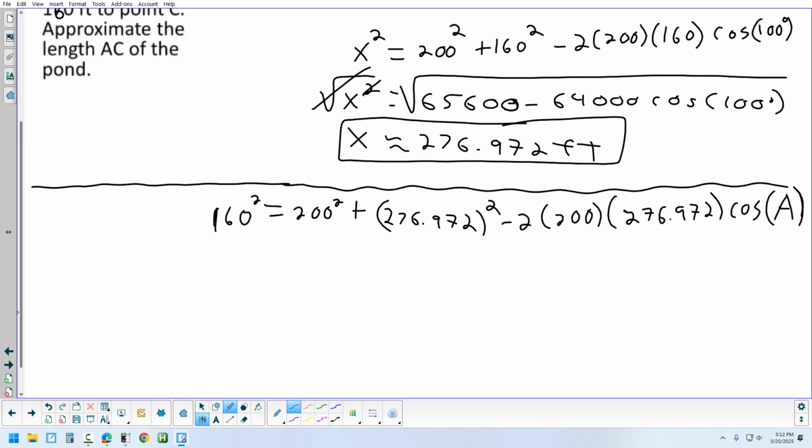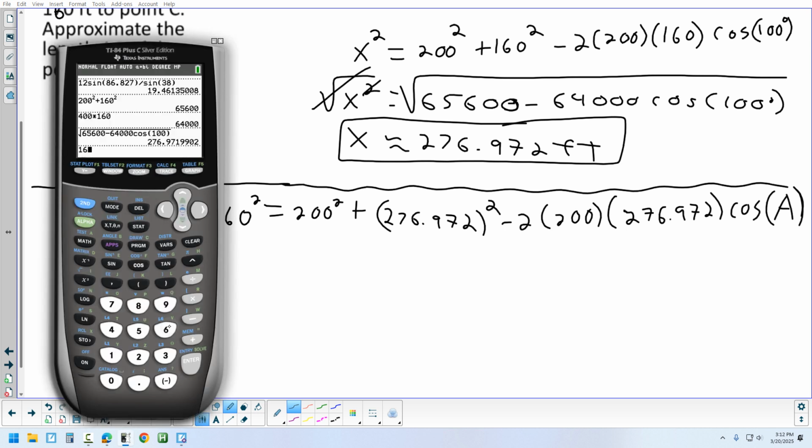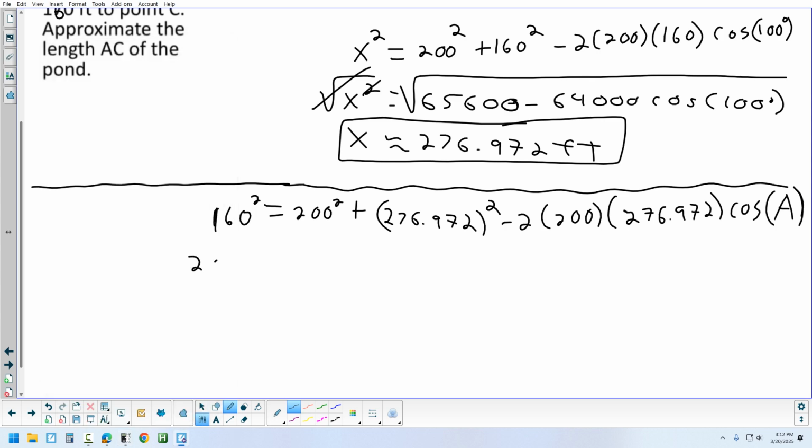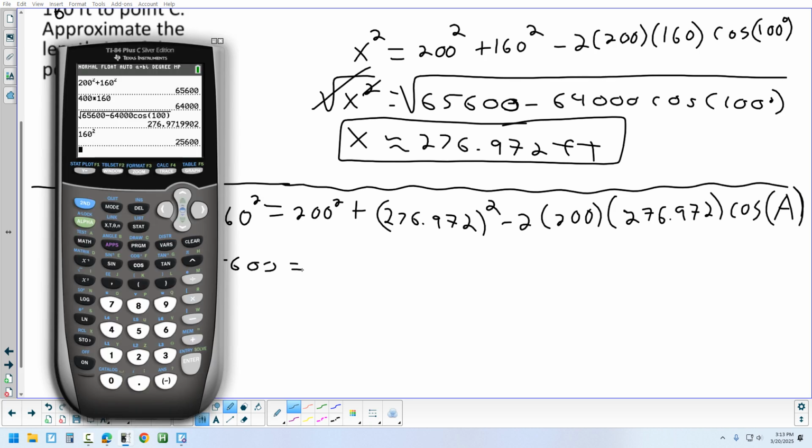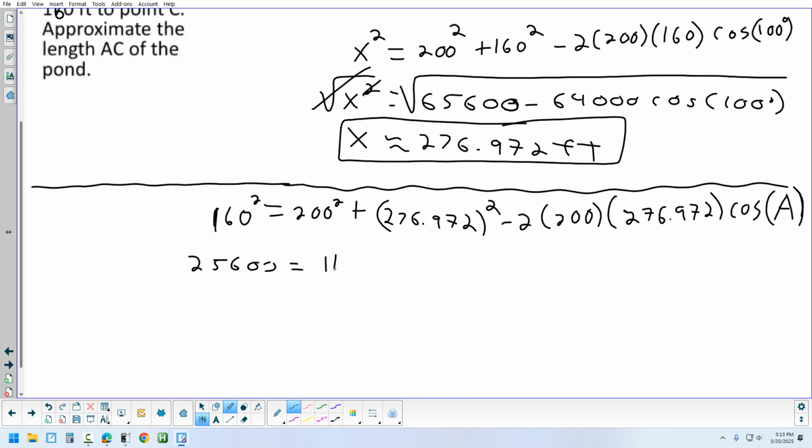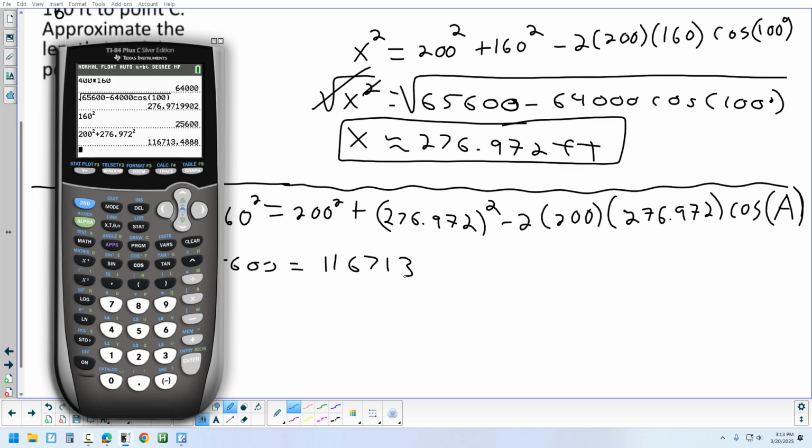All right, so let's work out what we can. We've got 160 squared. That's going to give me 25,600 equals, and I am using something that's rounded, but I've got 3 decimal places, so that's okay. So 200 squared plus 276.972 squared gives you 116,713.489.